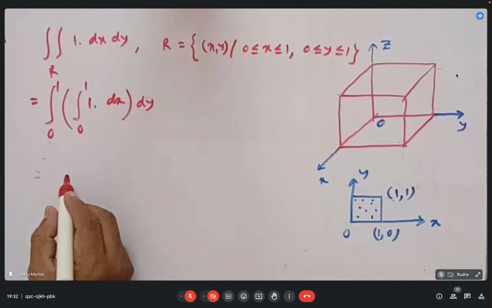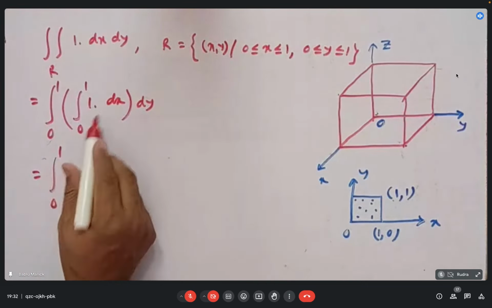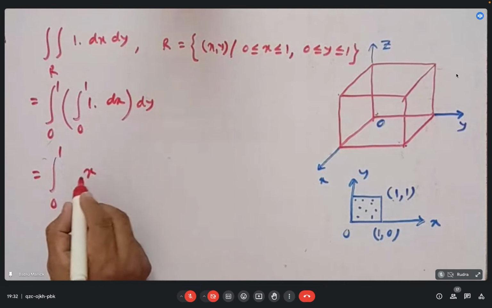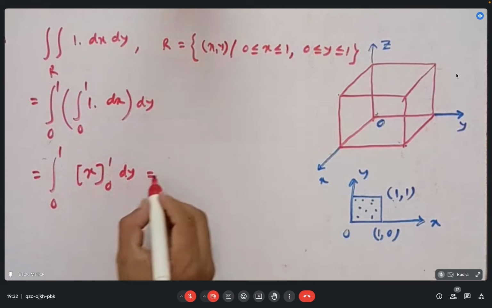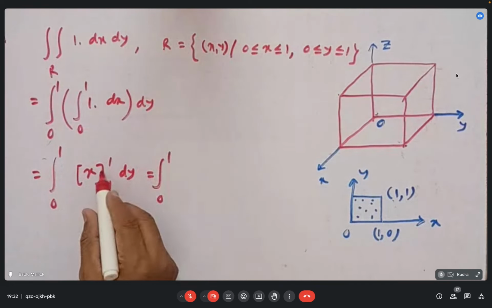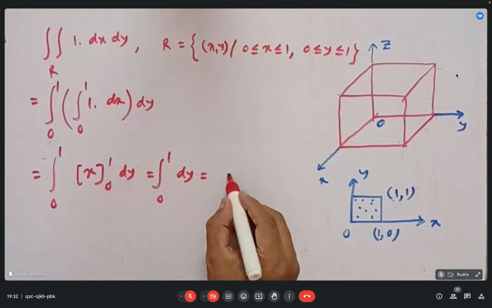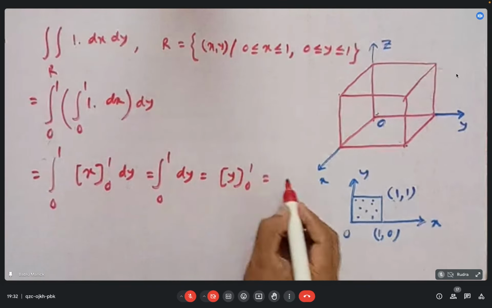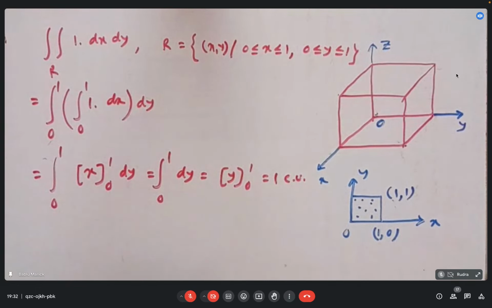So this will become integration from 0 to 1, this 1 dx, this integration is x, limit from 0 to 1, it is dy. So in place of x if I put 1, we get dy, so it is y integration 0 to 1, so that is 1 cubic unit. Since you are calculating volume, you have to mention the units, it is cubic unit.